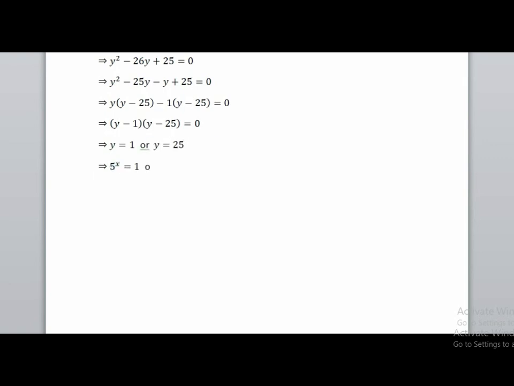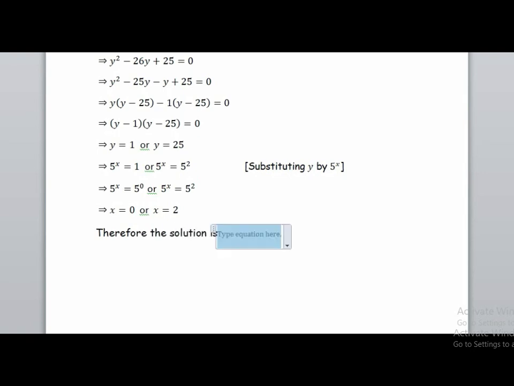Therefore 5 to the power x equal to 1 or 5 to the power x equal to 25, which means 5 square. We have substituted y, x equal to 0 or x equal to 2. Therefore, the solution is x equal to 0 or 2.